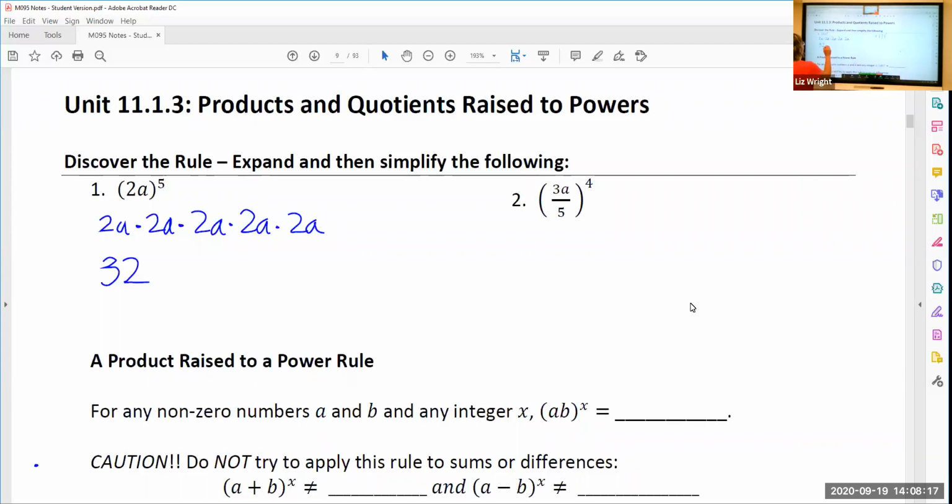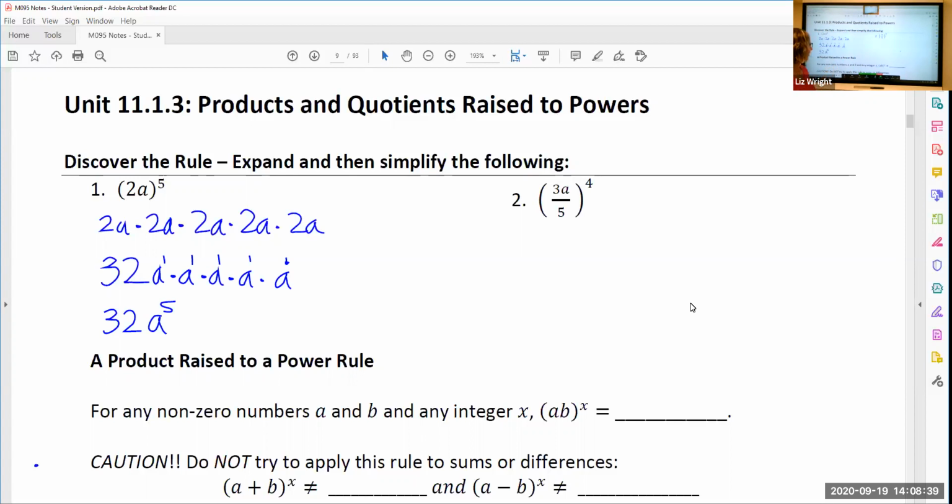And then if we were doing A times A times A times A times A, I would say, well, what rule does that look like from the previous lesson? That's the one where we're going to be adding up our exponents, right? Because it's the product rule of exponents. So how many of those do we have? We have 5 of them. So we're going to have 32 A to the 5th.